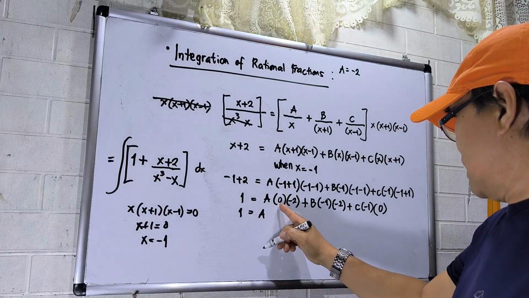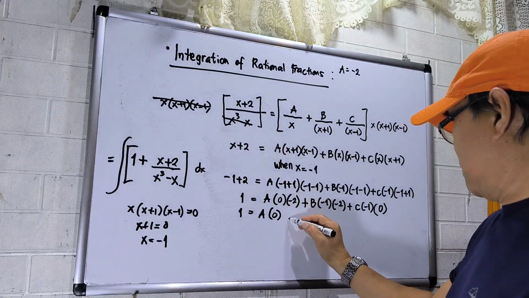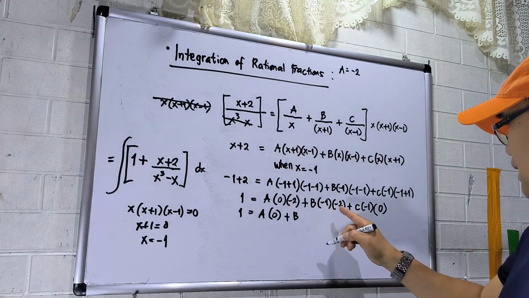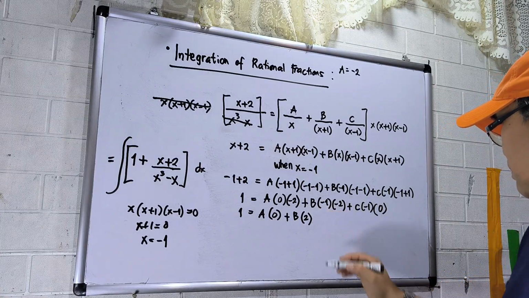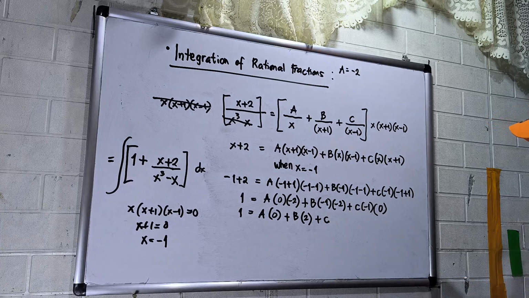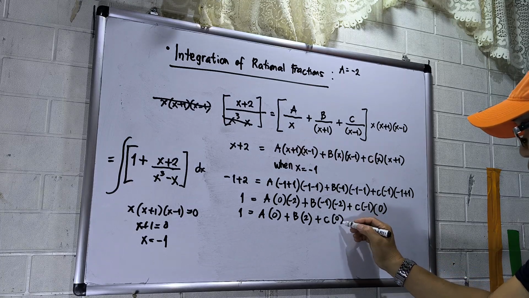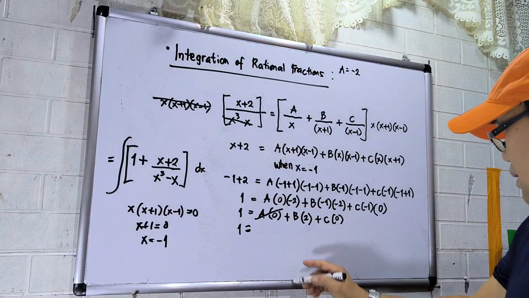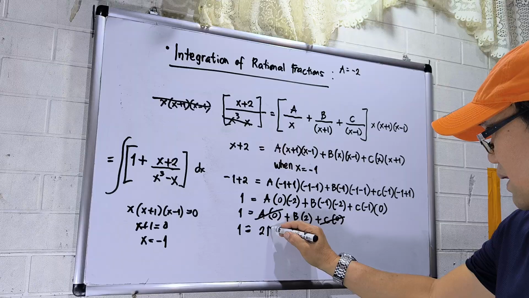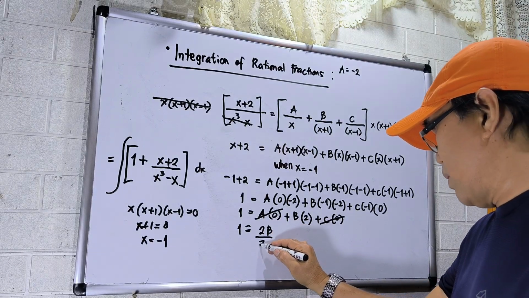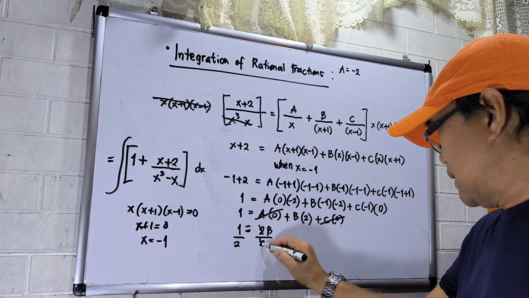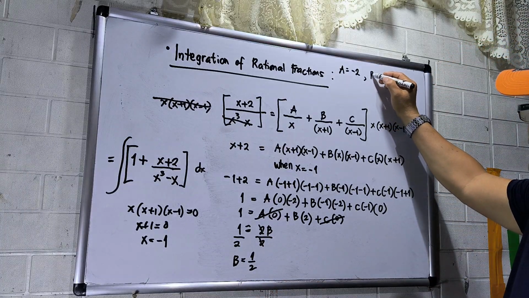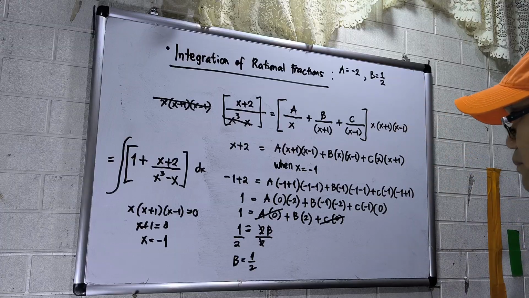So a, 0 times negative 2, that will be 0. Plus b, negative 1 times negative 2, that is positive 2. Plus c, negative 1 times 0, that is 0. So this is 1. So this will be 0. Then this will be 0. So I have now 2b. So divide by 2 both sides in order to solve the value of b. So b equals 1 over 2. Okay?